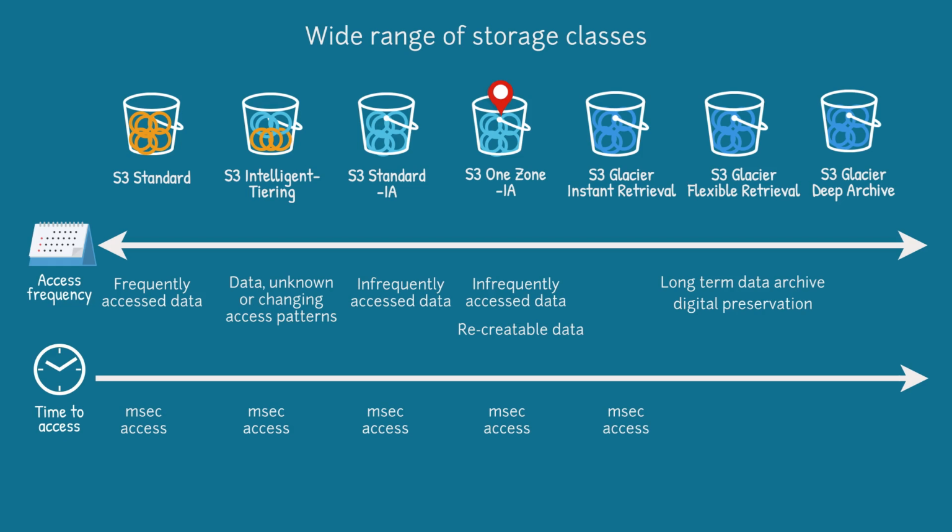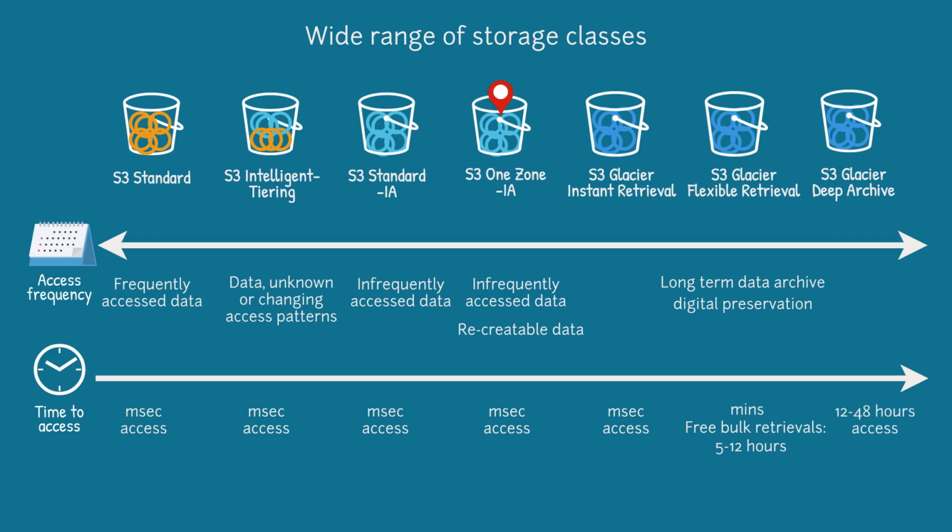S3 Glacier Instant Retrieval storage class delivers the lowest cost storage, with milliseconds retrieval. It is designed for archive data that needs immediate access. For archive data that does not require immediate access, choose S3 Glacier Flexible Retrieval, formerly S3 Glacier, with retrieval in minutes or free bulk retrievals in 5 to 12 hours. To save even more on long-lived archive storage, choose S3 Glacier Deep Archive, the lowest cost storage in the cloud, with data retrieval from 12 to 48 hours.